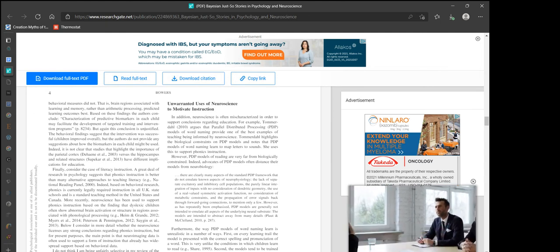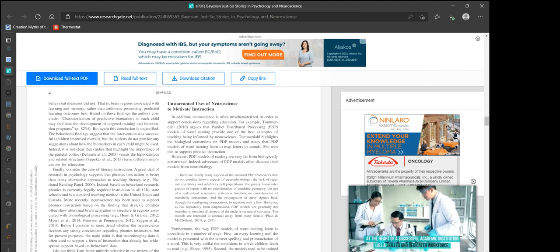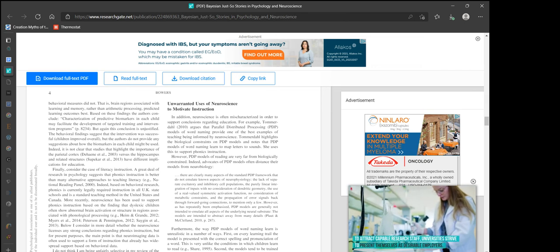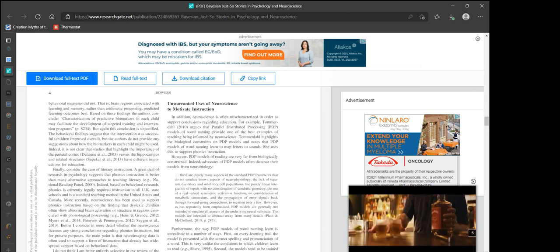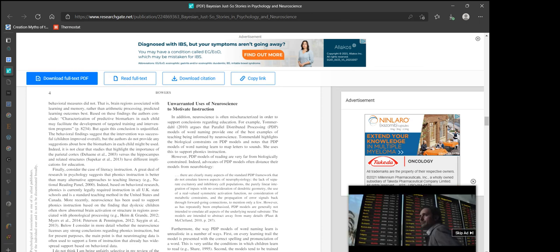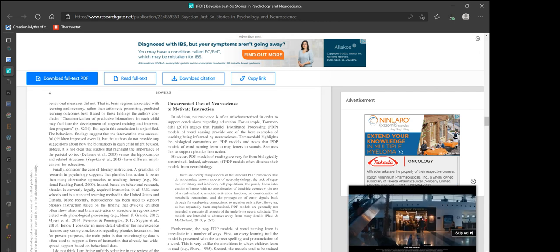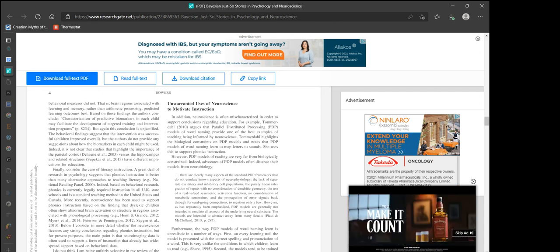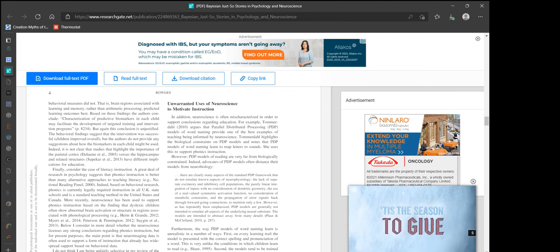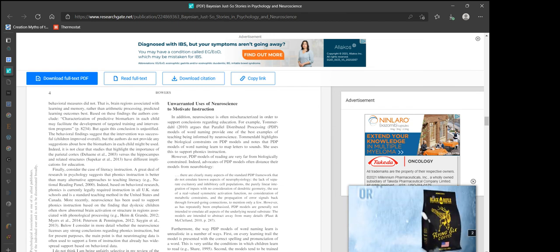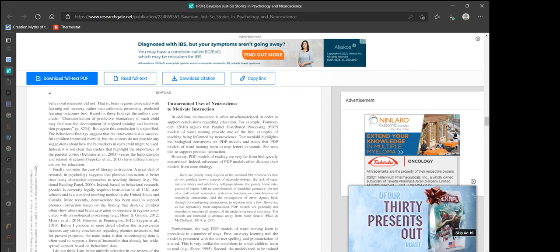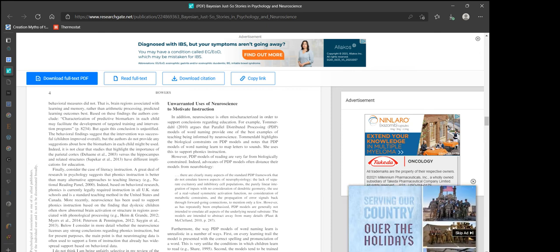Unwarranted uses of neuroscience to motivate instruction. In addition, neuroscience is often mischaracterized in order to support conclusions regarding education. For example, Tom et al., 2010, argue that parallel distributed processing, PDP, models of word naming provide one of the best examples of teaching being informed by neuroscience. Tom et al. highlight the biological constraints on PDP models and note that PDP models of word naming learn to map letters to sounds. She uses this to support phonics instruction.